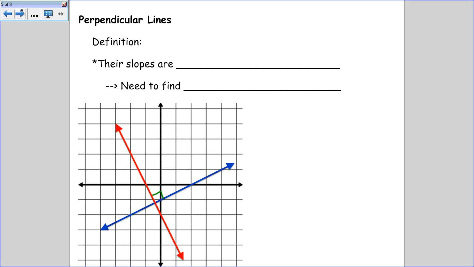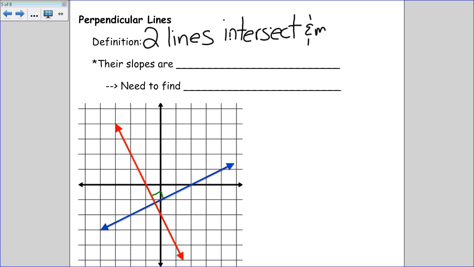Do we have a definition of perpendicular lines? We can look at our picture here. Remember, there are two lines that intersect. And what do they make? What is that little green square down there? Tell me. Good, they intersect and they make right angles. Awesome. All right, so if they intersect and make right angles, what did we find out yesterday about their slopes?